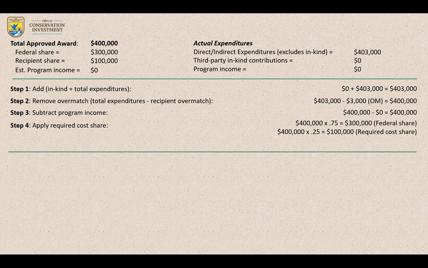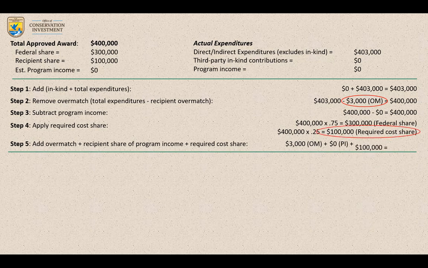Finally, in Step 5, the recipient calculates their share of expenditures by adding the $3,000 overmatch amount from Step 2 plus any recipient share of program income to the $100,000 required cost share amount determined from Step 4. This results in a total recipient share of $103,000.